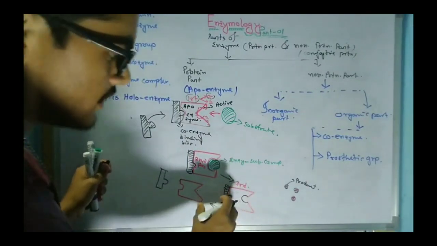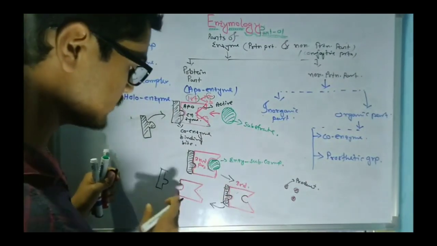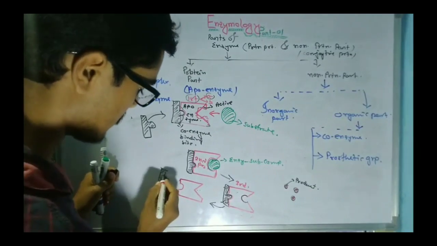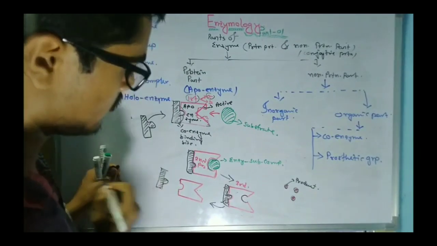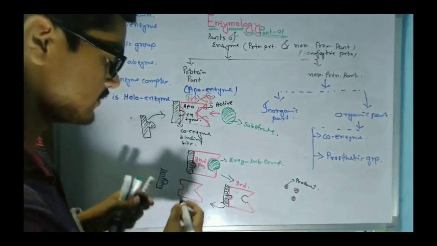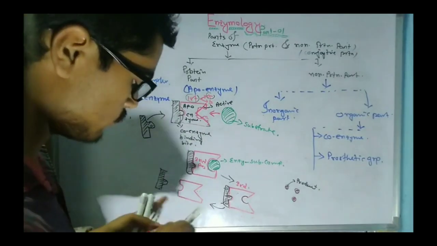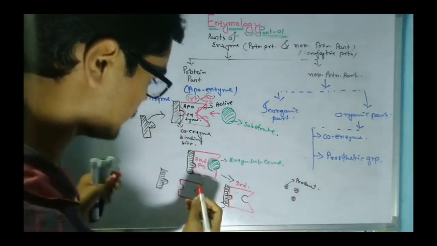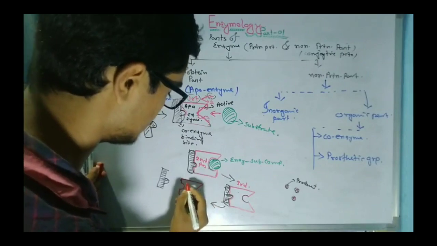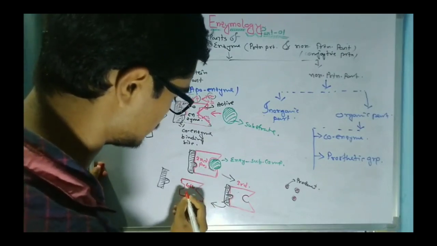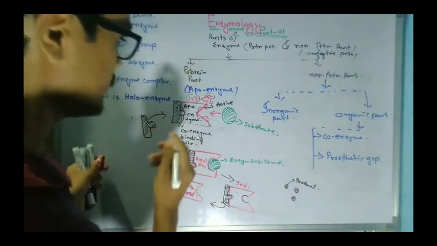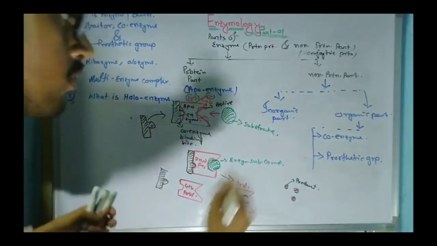So it changes the structural position of the active site when the coenzyme gets dissociated from the coenzyme binding site. So now this is the ultimate position of this enzyme. That means it is back to its normal position. This is the position. This is what about the coenzyme.